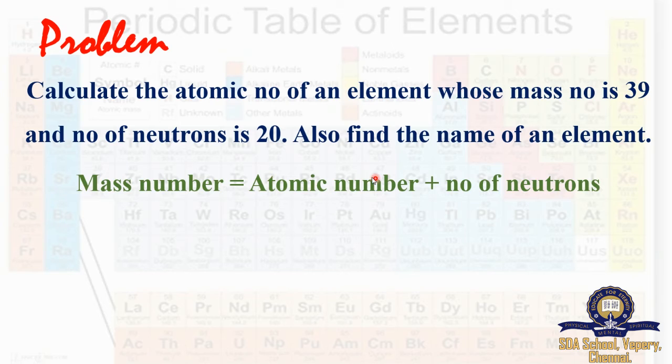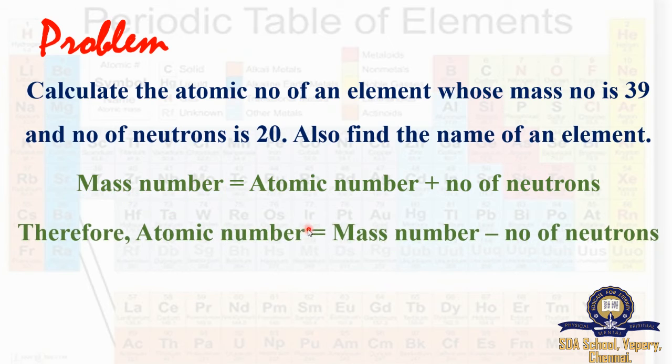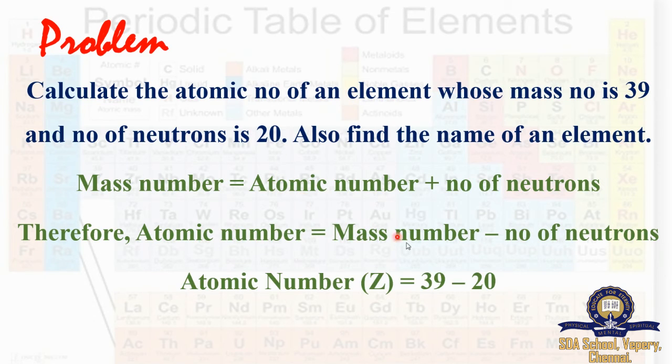To get the atomic number, we just need to rephrase this. Atomic number is nothing but mass number minus number of neutrons. So when you substitute the values, you get 39 minus 20, which is 19. When we look up the periodic table to find which element holds the atomic number 19, it is the potassium element having atomic number 19. Good. Hope you understood atomic number, mass number and neutrons.